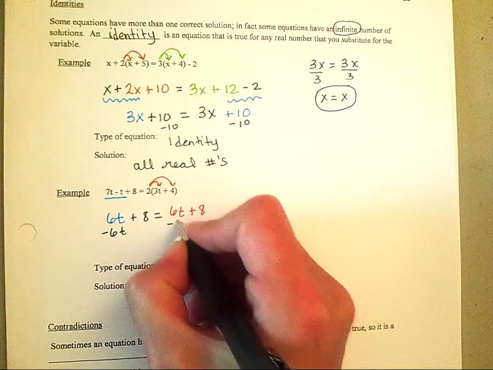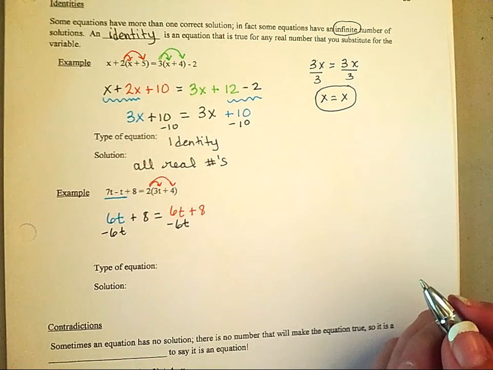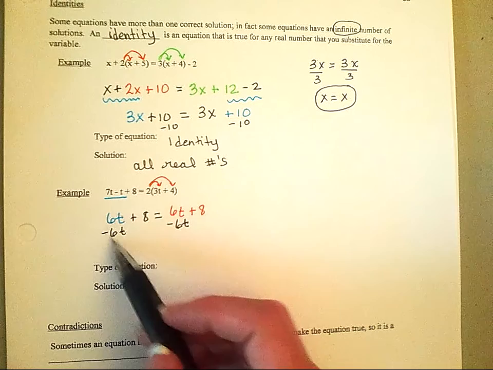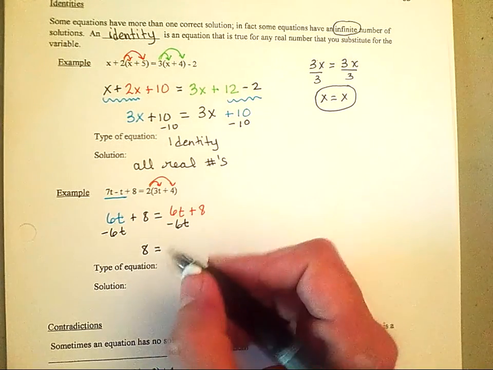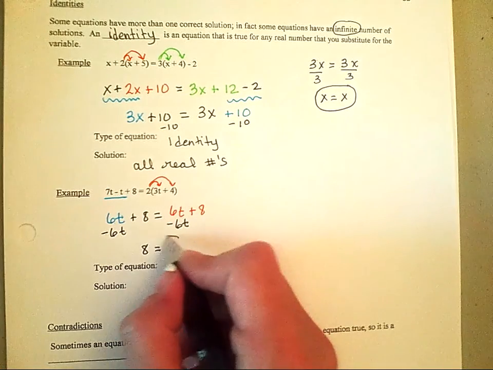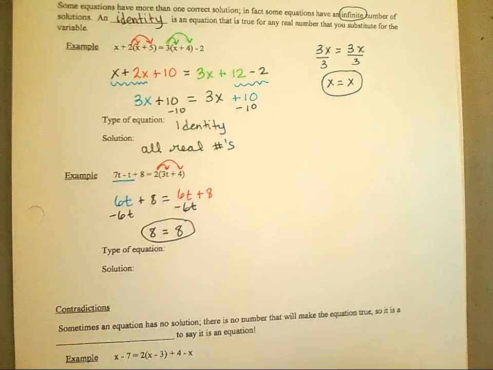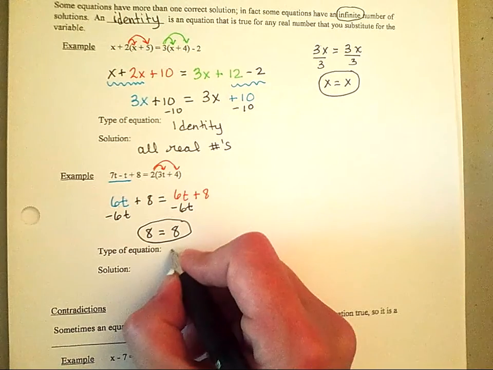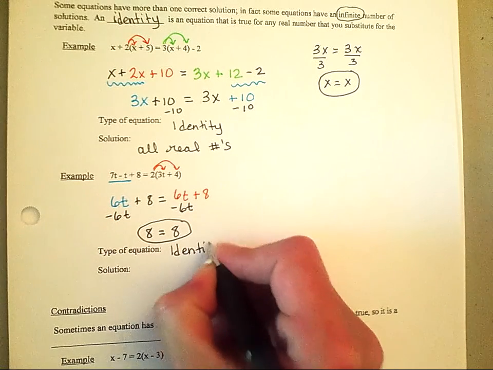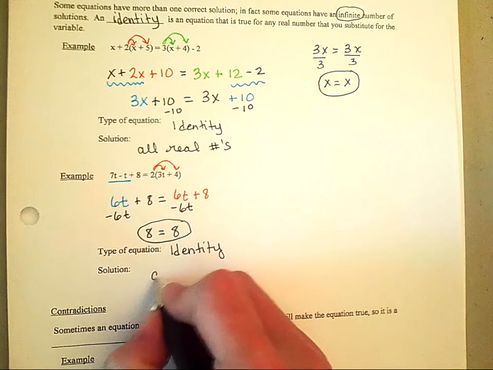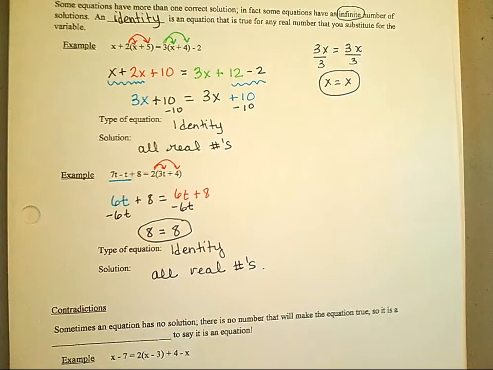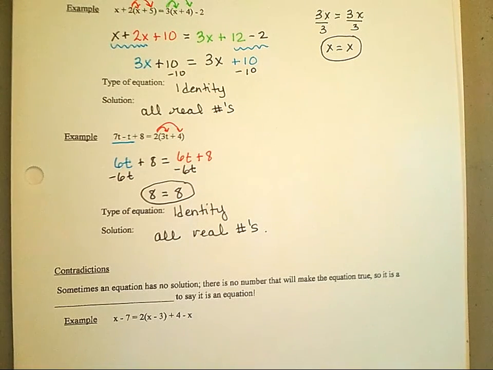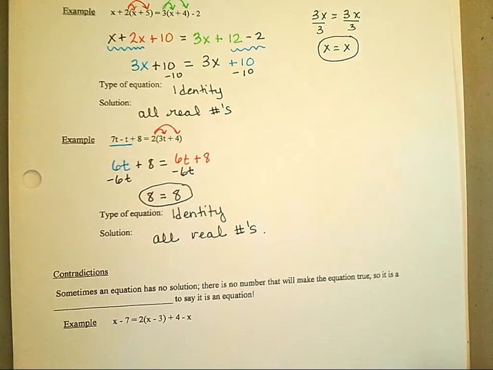So let's say I wanted to try and get the t's on one side, and I subtract 6t. Well, then on this side we would get 0 plus 8, which is just 8, and on this side we get 0 plus 8. So this is another way. 8 does equal 8. If we get something like this, it is a true statement. It is an identity, and the solutions will have to be all real numbers. So anytime you come up with some type of a true statement, you are dealing with an identity.